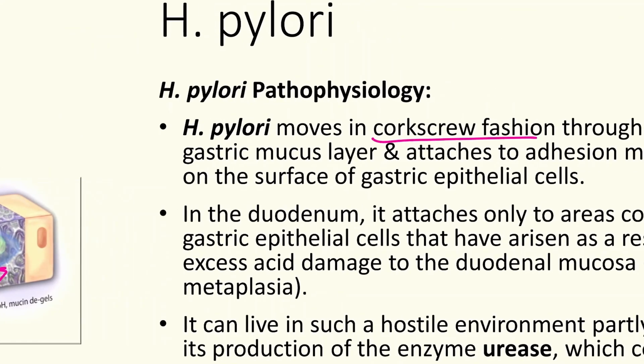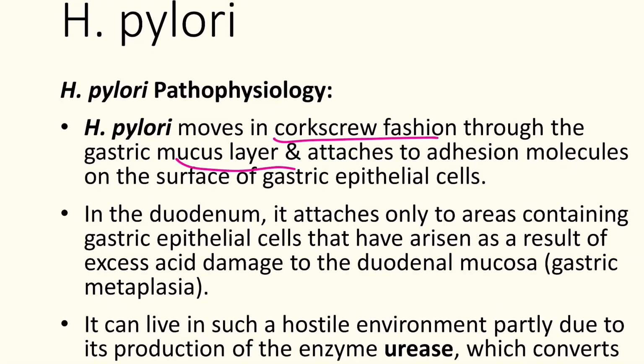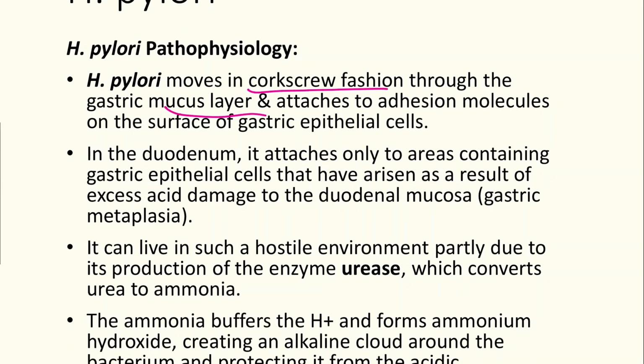So H. pylori, in that corkscrew fashion, gets through the gastric mucosal layer, gets to the epithelial cells of the gastric system and binds to them. It attaches there. If it's in the duodenum, it will only attach to areas that already have gastric epithelial cells, because they have excess acid damage already. So H. pylori will only bind to gastric cells. It won't bind to the duodenal cells. So if you have a duodenal ulcer due to H. pylori, that means you've had a lot of acid getting into that duodenum to cause the cells to change. It has to change first to a gastric type of cell to protect itself from the acidity all the time. But then that gastric cell is what will bind H. pylori.